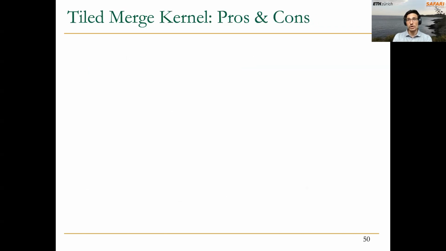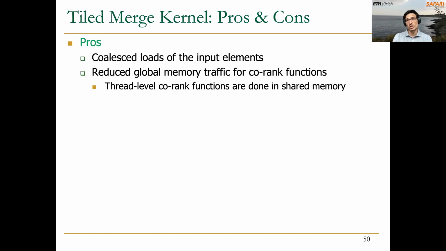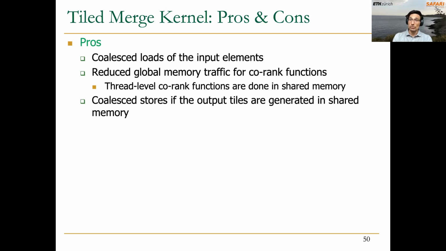So this tile merge kernel has pros and cons. Among the pros, we have coalesced loads for the input elements. This way we have reduced global memory traffic for the co-rank functions. We have thread-level co-rank functions that are done in shared memory, and we can also have coalesced stores if the output tiles are generated in shared memory, as we briefly explained as a potential optimization.